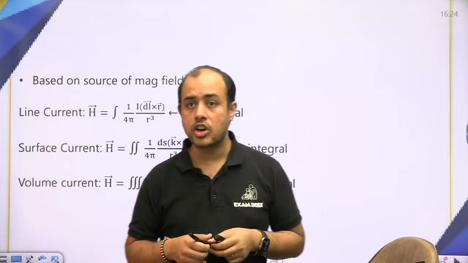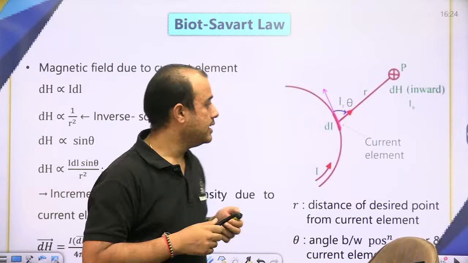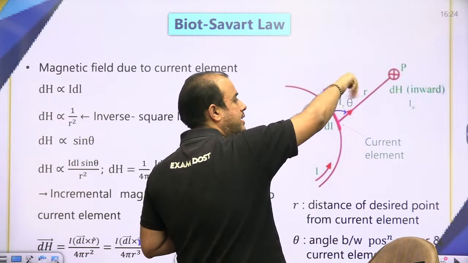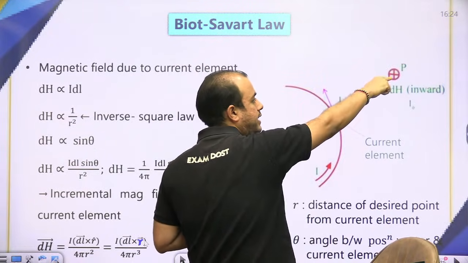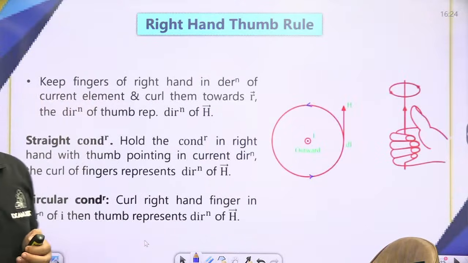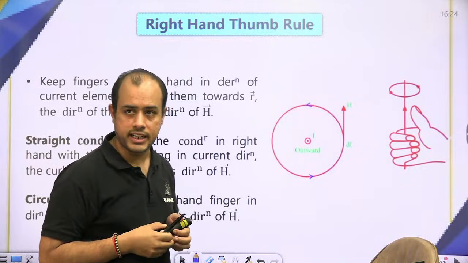So the direction of magnetic field depends on the cross product dl cross r. So here if you see, this is dl, this is r. So dl cross r, magnetic field is inwards. Okay. So right hand thumb rule tells you how to find the direction of magnetic field.